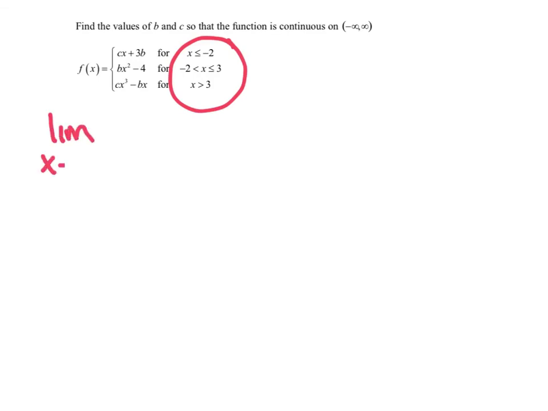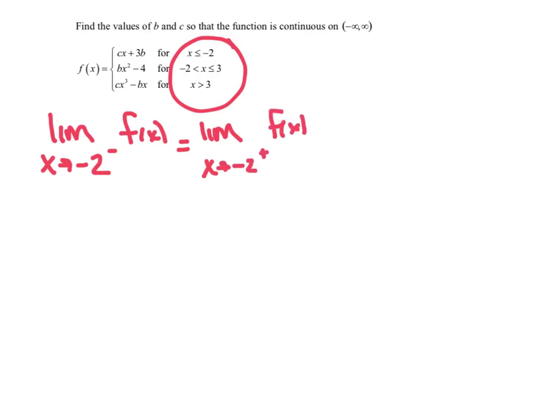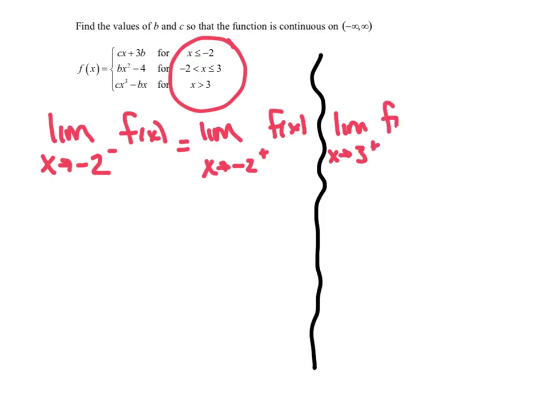The limit as x approaches -2 from the left of f of x has to equal the limit as x approaches -2 from the right side of f of x. And I'm going to try to break it up because it's going to get a little messy. I'm going to write one for 3 as well. The limit as x approaches 3 from the right side of f of x has to equal the limit as x approaches 3 from the left side of f of x.